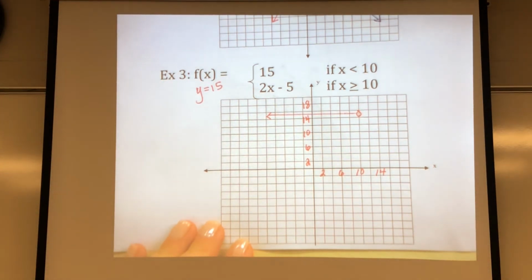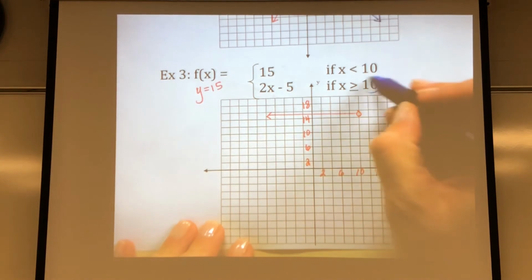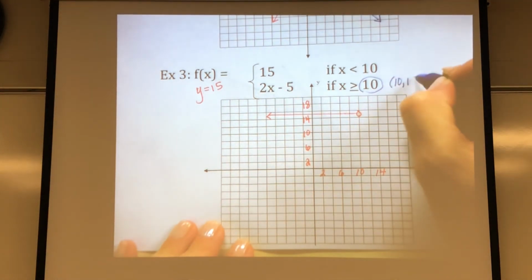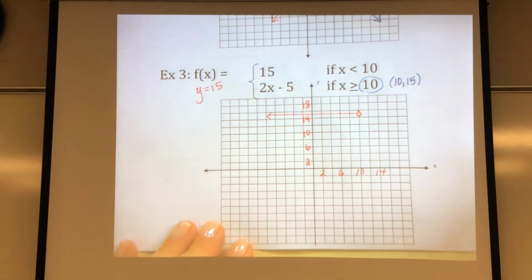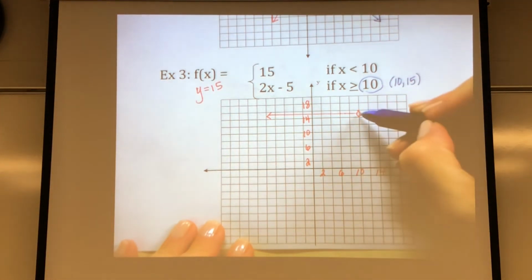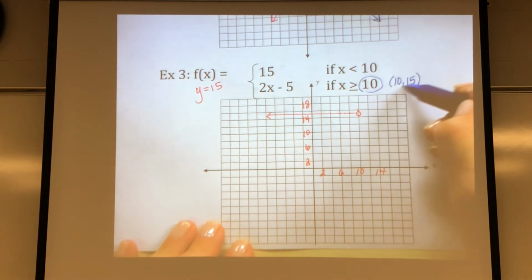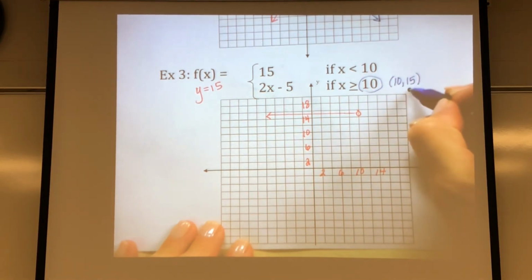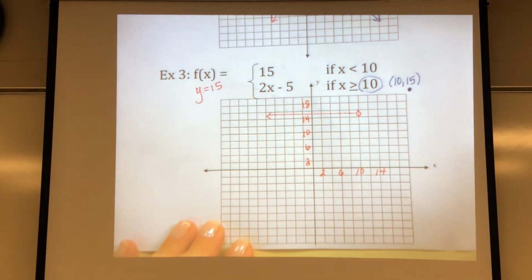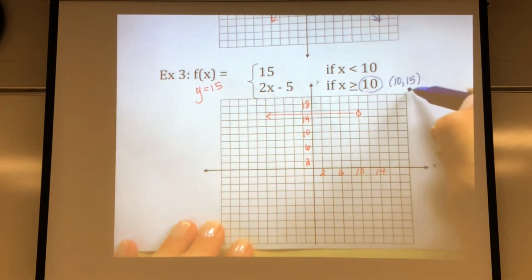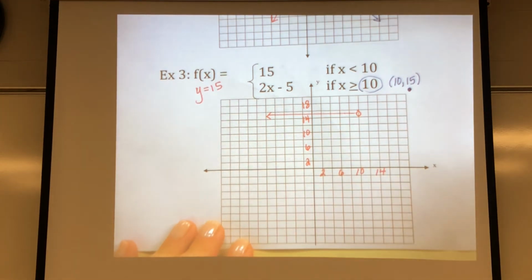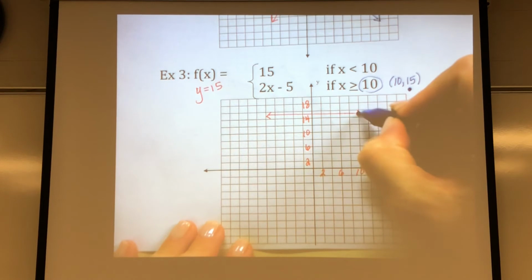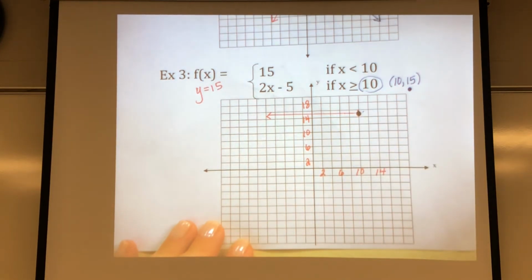Okay, then we got to do our other one. So remember, we always substitute this number in first, so we put 10 in, and when we substitute 10 in, we get 10, 15. Well, we already had this open circle at 10, 15, but this 10, 15 has an equal to sign, so it should be a closed circle. So the rule is a closed circle supersedes an open circle. So even though that open circle was already there, we're gonna fill it in. Now we have a closed circle.